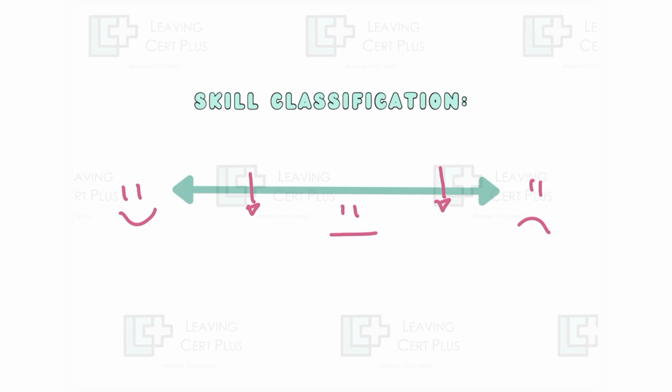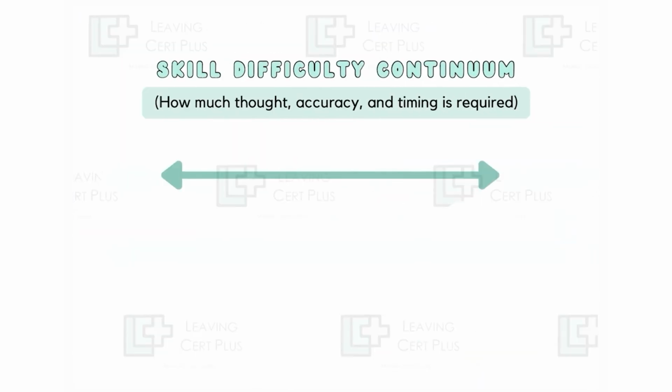So we're just going to discuss 4 different types now. The first type is the skill difficulty continuum. So this might be on one end of the scale, a very basic skill, straightforward skill, and on the other end of the scale, a very complicated, technically difficult skill. Okay, so we're just going to show examples here.